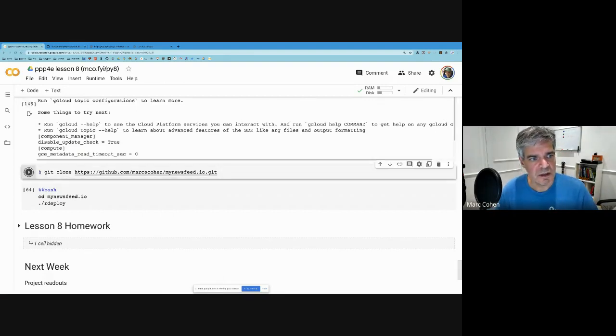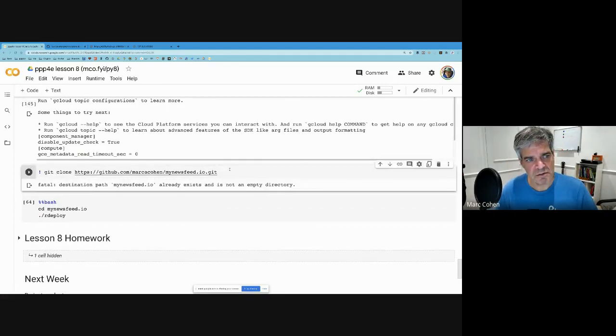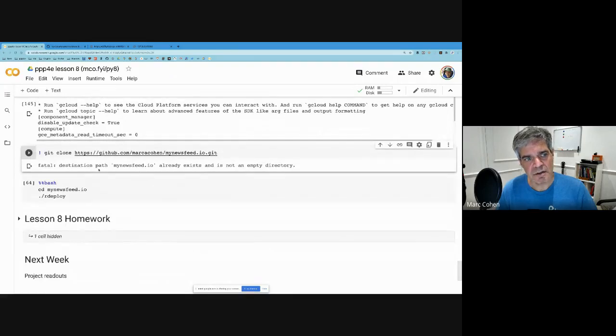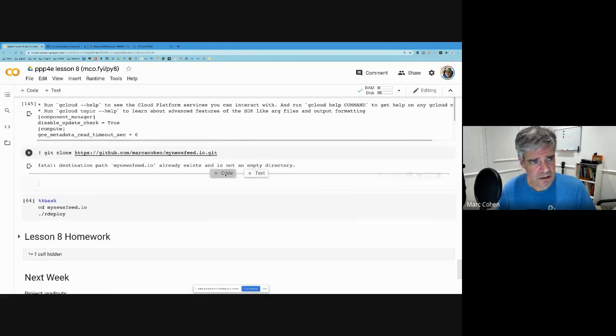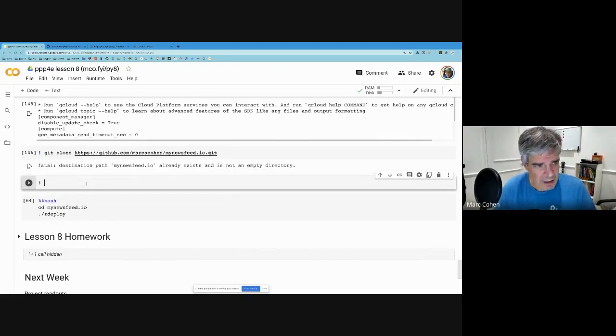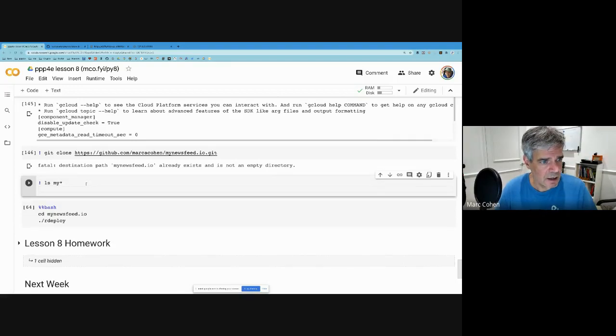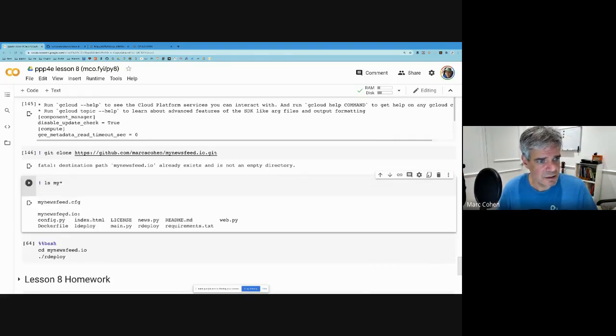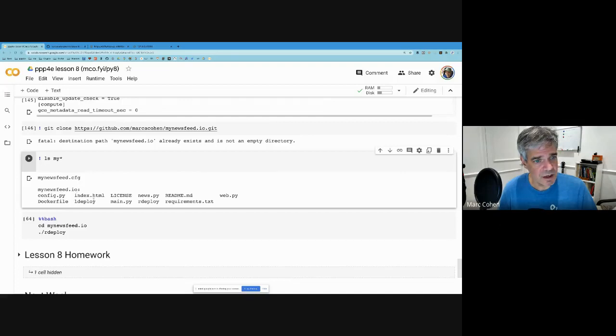So I'm going to do this git clone command. And this is what I said earlier about checking out somebody's repo. This just gets me a local copy of all the stuff in that repo. And it's telling me that it already exists, so I don't need to worry about it right now. But if I actually wanted to verify that, I could say !ls my star, and it should list the contents. There it is, mynewsfeed.io. There's all the files that I just showed you.